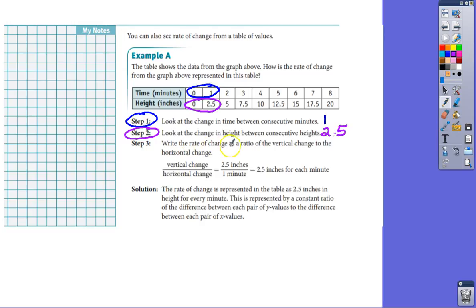Okay, and it says write the ratio of change as a ratio of vertical change to the horizontal change. So we put our vertical over our top and our horizontal on the bottom. That's going to give us 2.5 over 1. Then it gives us this long sentence. So this is what it wants you to write. Okay, and I know this is longer than we're used to. You don't have to write that much, but this is just a really good example of an A+ answer.